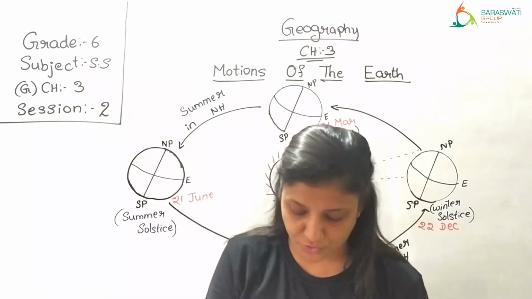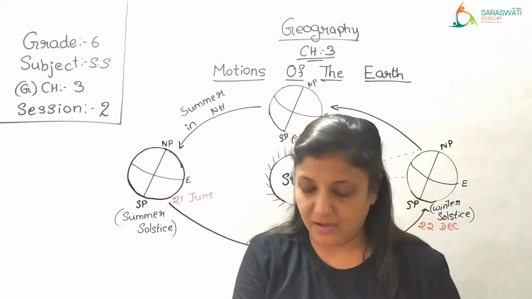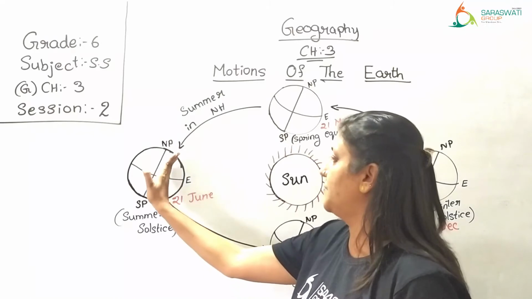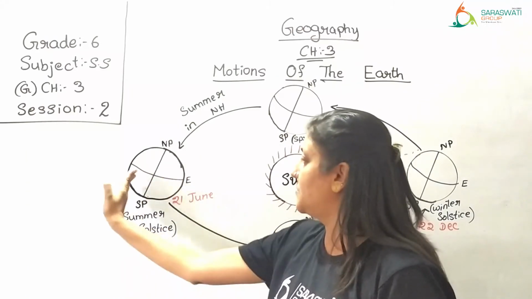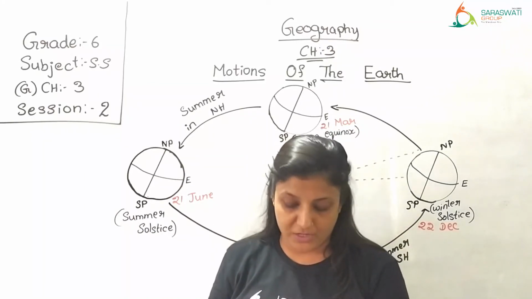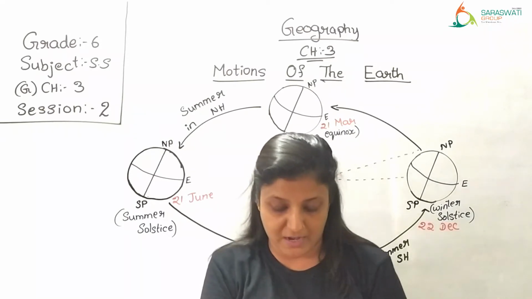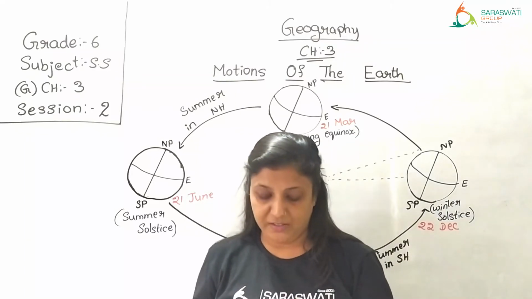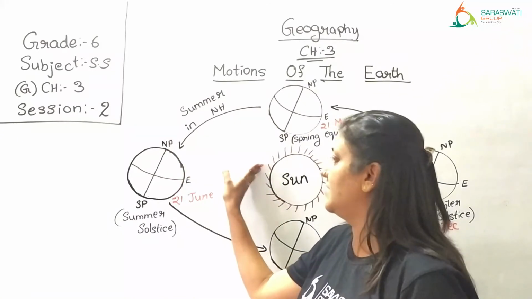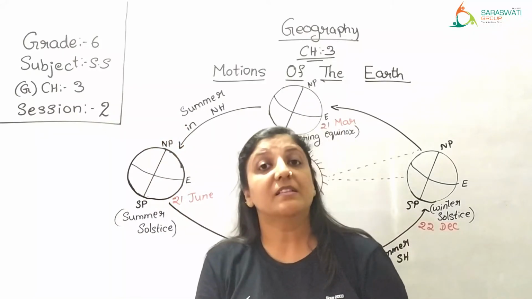Now here, 21st June. On this day, the northern hemisphere is inclined towards the sun. Inclined means the North Pole is towards the sun. So this northern hemisphere is towards the sun now. Southern hemisphere is away. The sun's rays fall vertically on the Tropic of Cancer. Since the rays of the sun are direct and the daylight is for longer hours, it is summer in the northern hemisphere, and the northern hemisphere will have summer at that time.